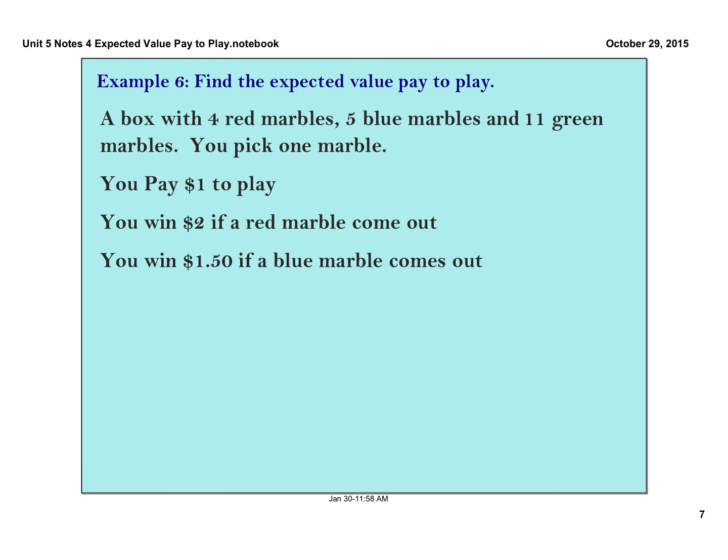Let's try a different kind of example. So we're still doing expected value pay to play. A box with 4 red marbles, 5 blue, and 11 green is established. So that's 11 plus 9, so 20 total. All right, so now you're going to pick one marble. You pay $1 to play. You win $2 if a red marble comes out. So red is 4 wins. You win $1.50 if a blue marble comes up, and that's 5 wins.